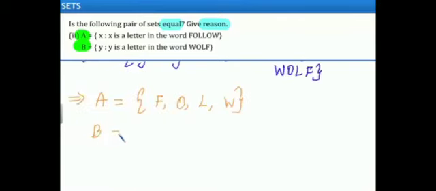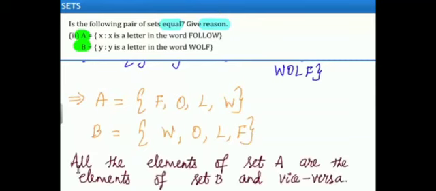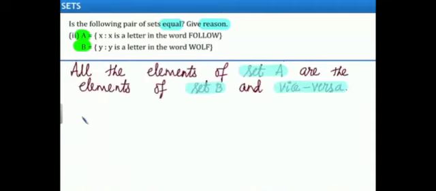Why? Because in roster form you cannot write the same letter twice. And in B: W, O, L and F. So all the elements of set A are the elements of set B and vice versa. The order of the elements is interchanged, but it's okay in roster form. All the elements are the same in set A and set B. Hence the given pair of sets is equal. Hence A is equal to B.